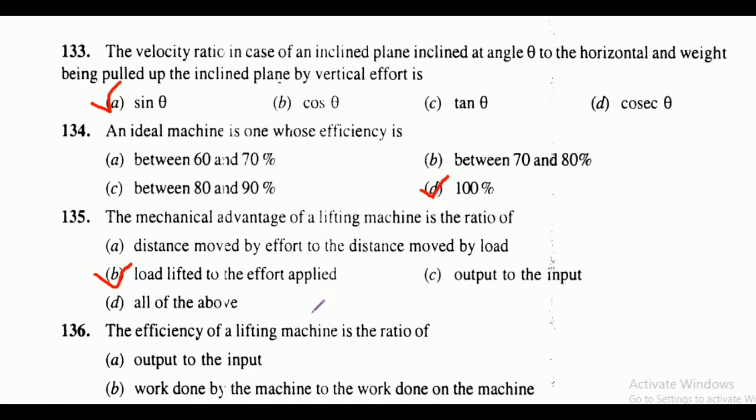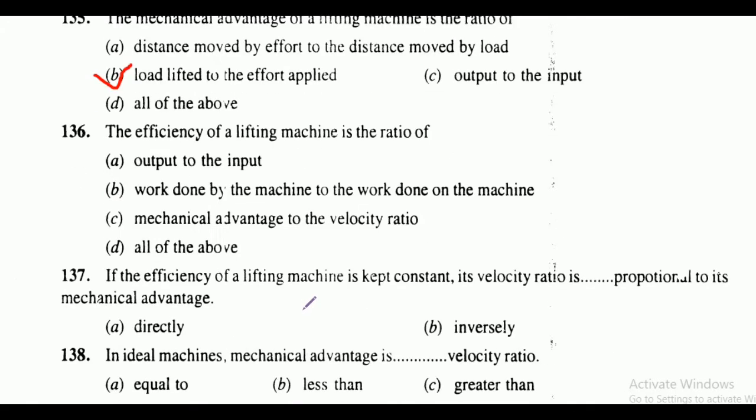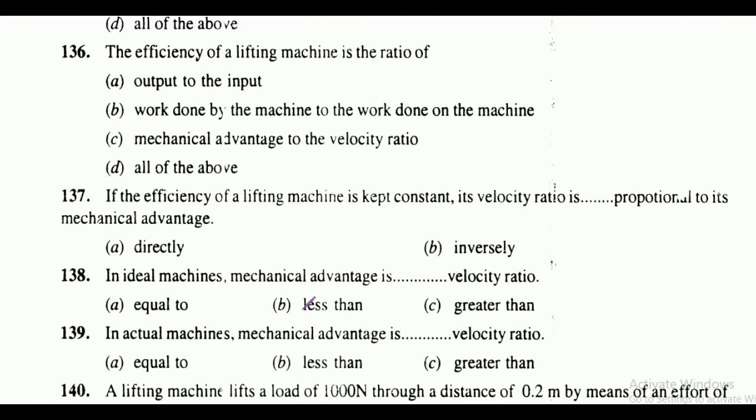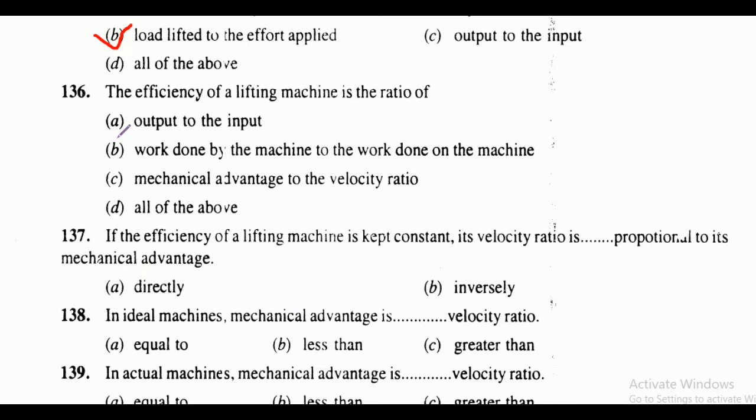Okay, now next is question 136. Here friends, the efficiency of a lifting machine is the ratio of, here friends, these are the options, and here correct answer is option D, that is all of the above. That is here friends, the efficiency of a lifting machine is the ratio of output to the input, work done by the machine to the work done on the machine, mechanical advantage to the velocity ratio.